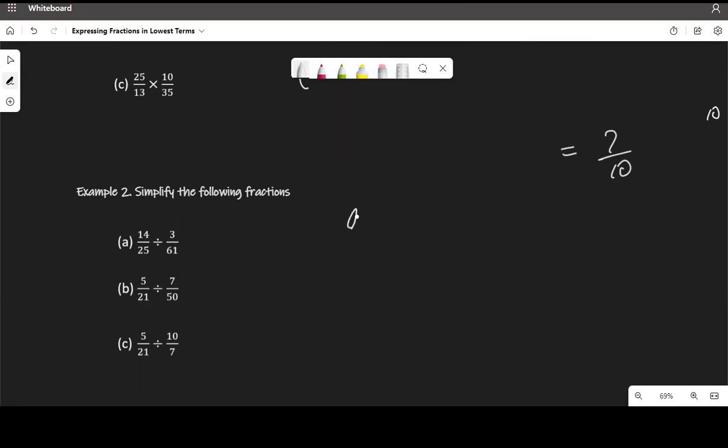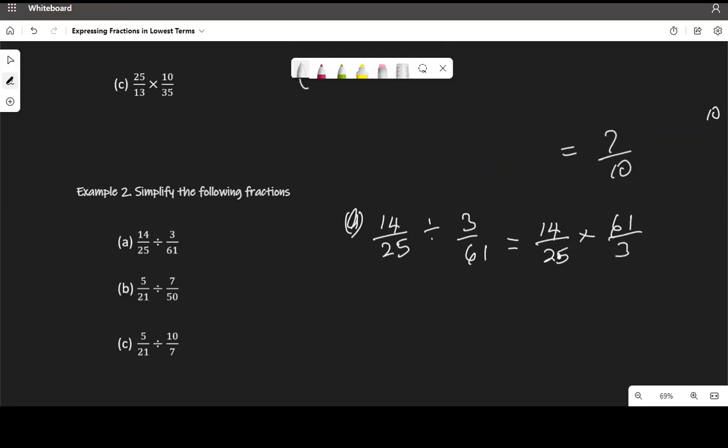The first fraction here, 14 over 25 divided by 3 over 61. To divide fractions, the sign of division will change to multiplication. And when that happens, we multiply by the reciprocal of the second fraction. So I will have 14 over 25 multiplied by 61 over 3.